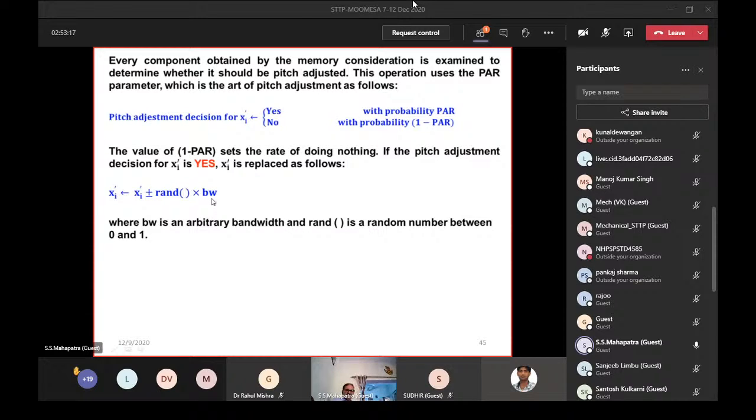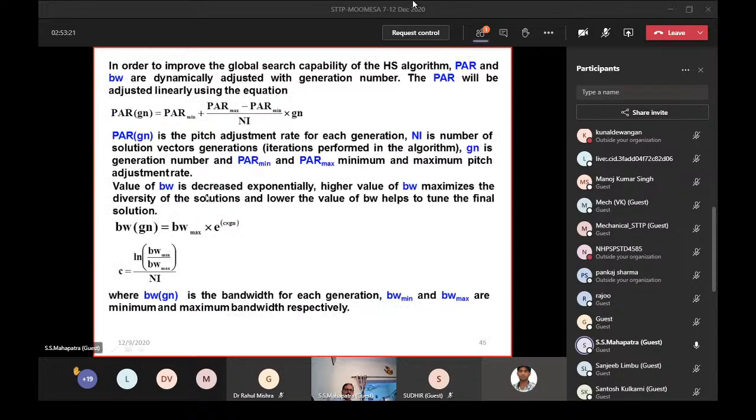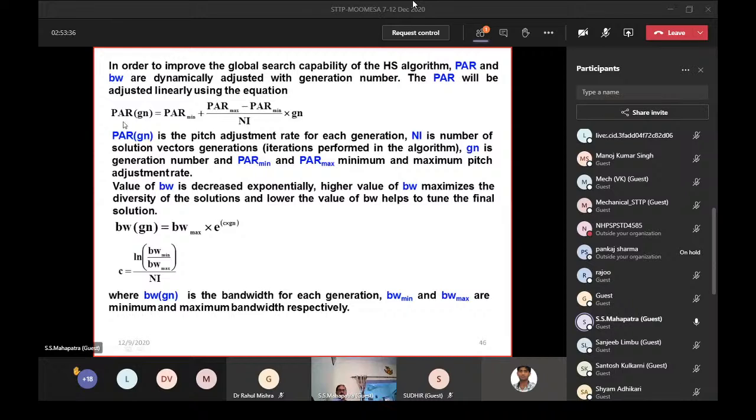Now here the C is given by this relation, and Gn is the generation number, the number of iteration. But this pitch adjustment rate also changes from generation to generation. It is dynamic. It is not a constant throughout the solution using this relation.